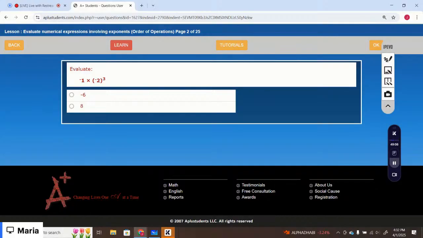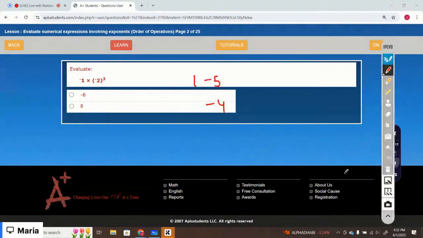Negative 1 times negative 2 cubed. Negative 2 times negative 2 times negative 2 is negative 8. Negative 1 times negative 8. The correct answer is 8. Option number 2 is the correct option.